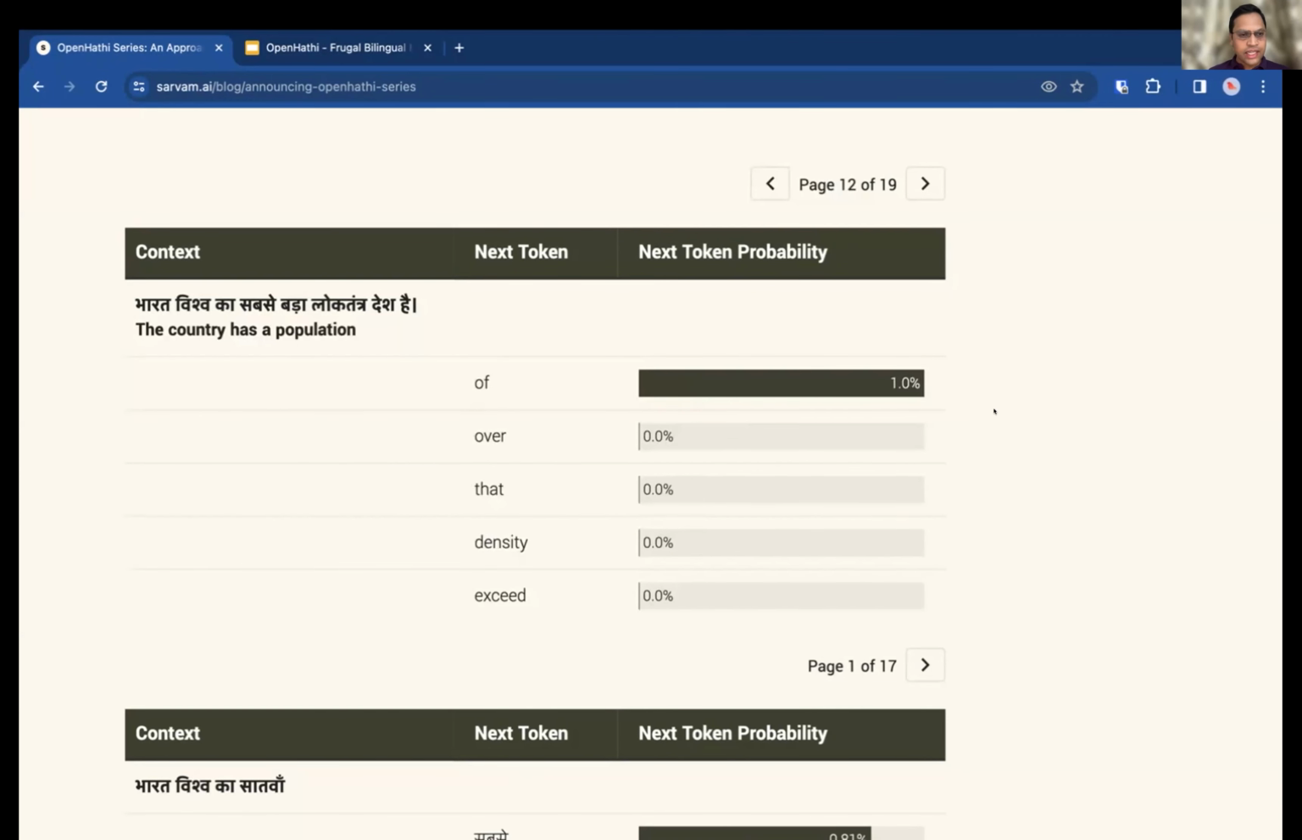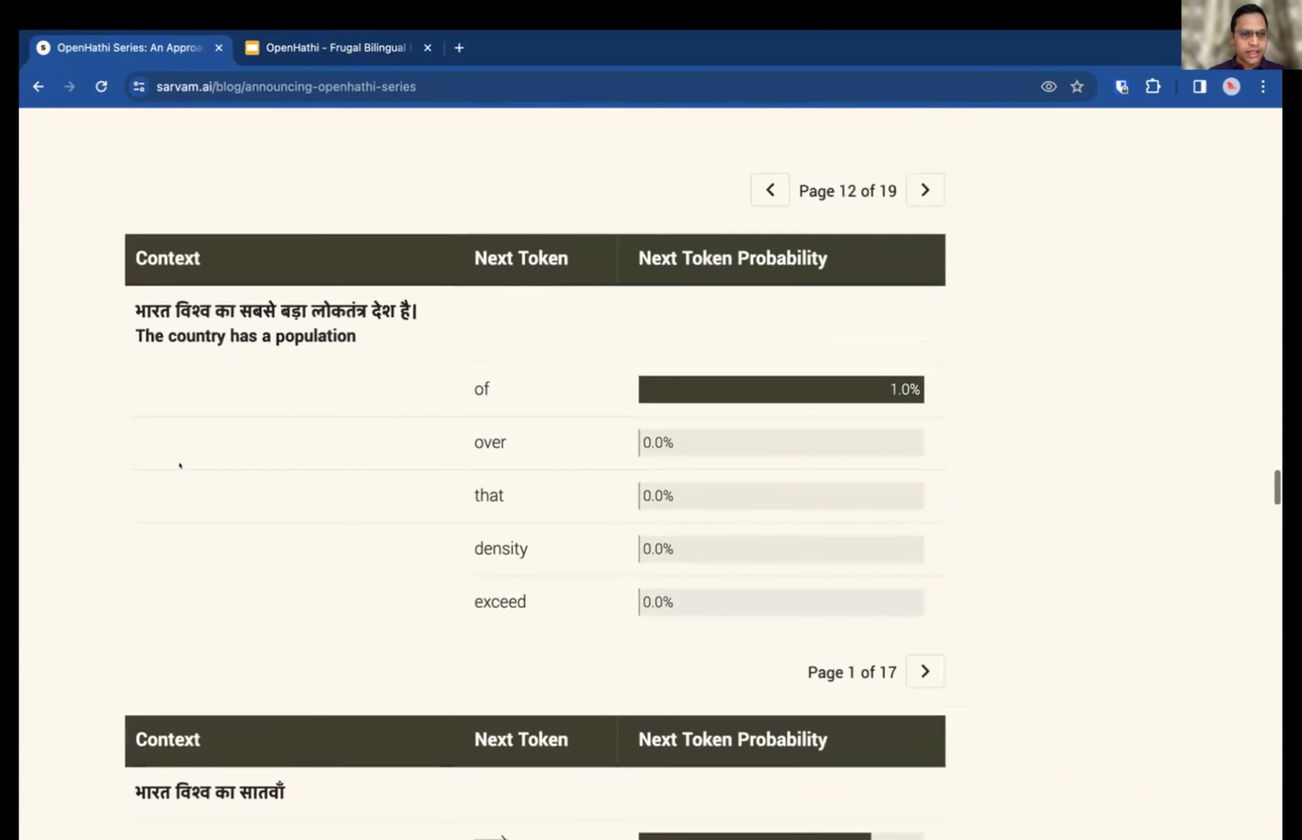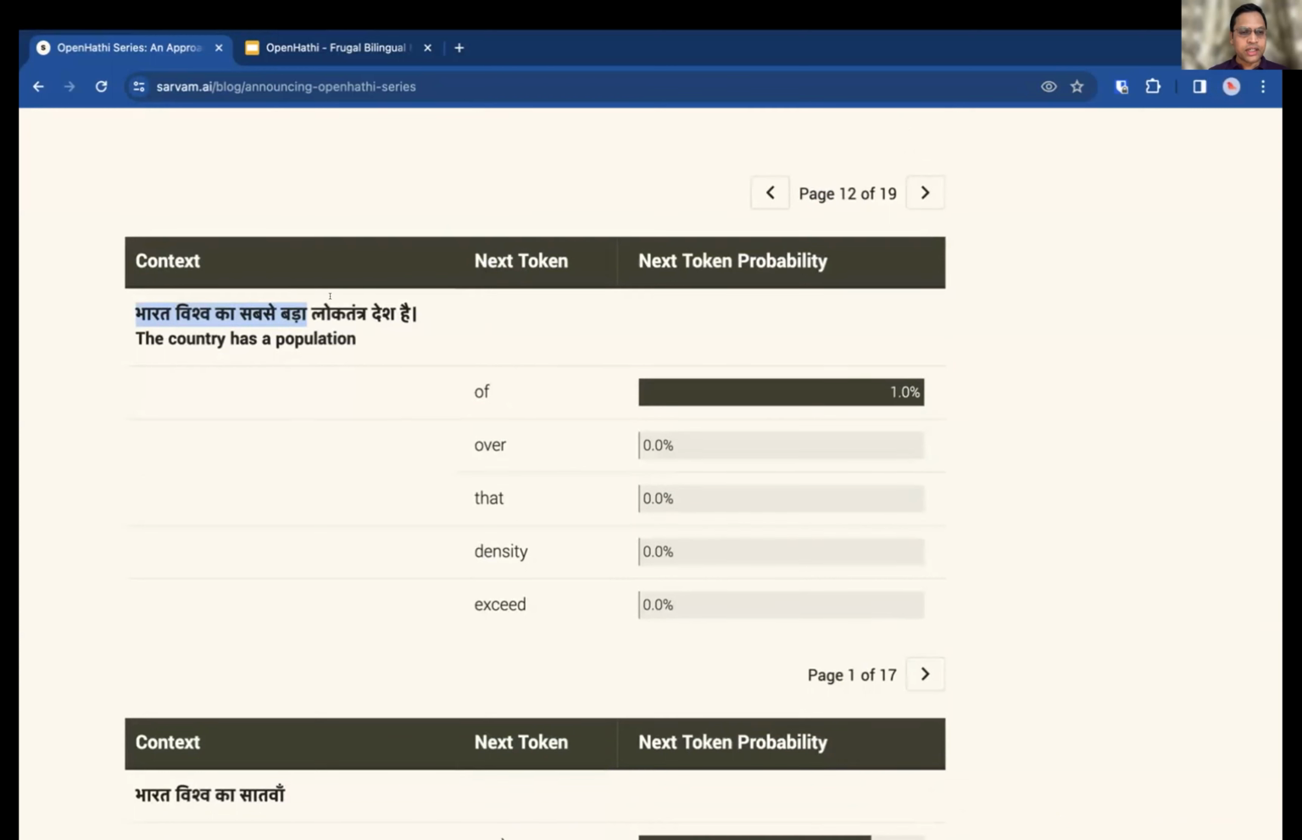And what is interesting in these two examples is that there's a slight variant in the next one. In the first one, it says India was the largest democracy in the world, and then it continues with the country has a population of, because largest here is qualified by the number of people.